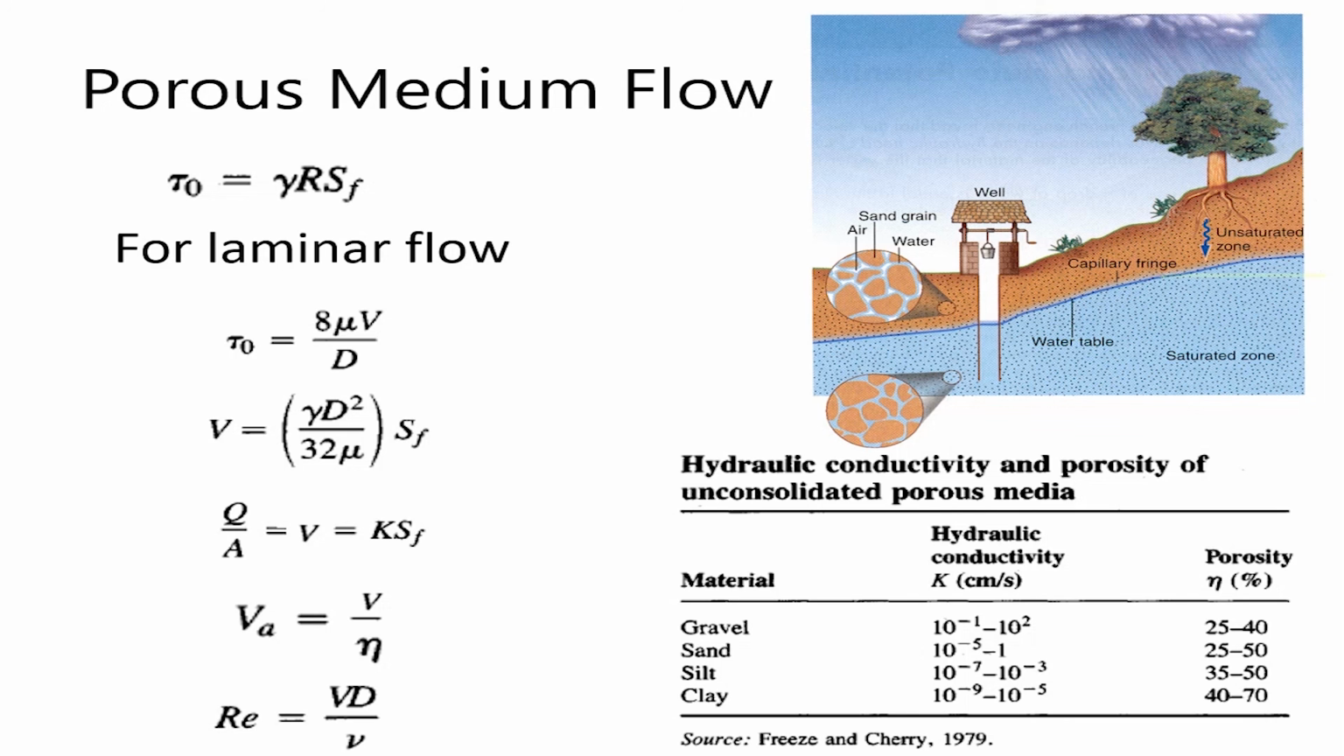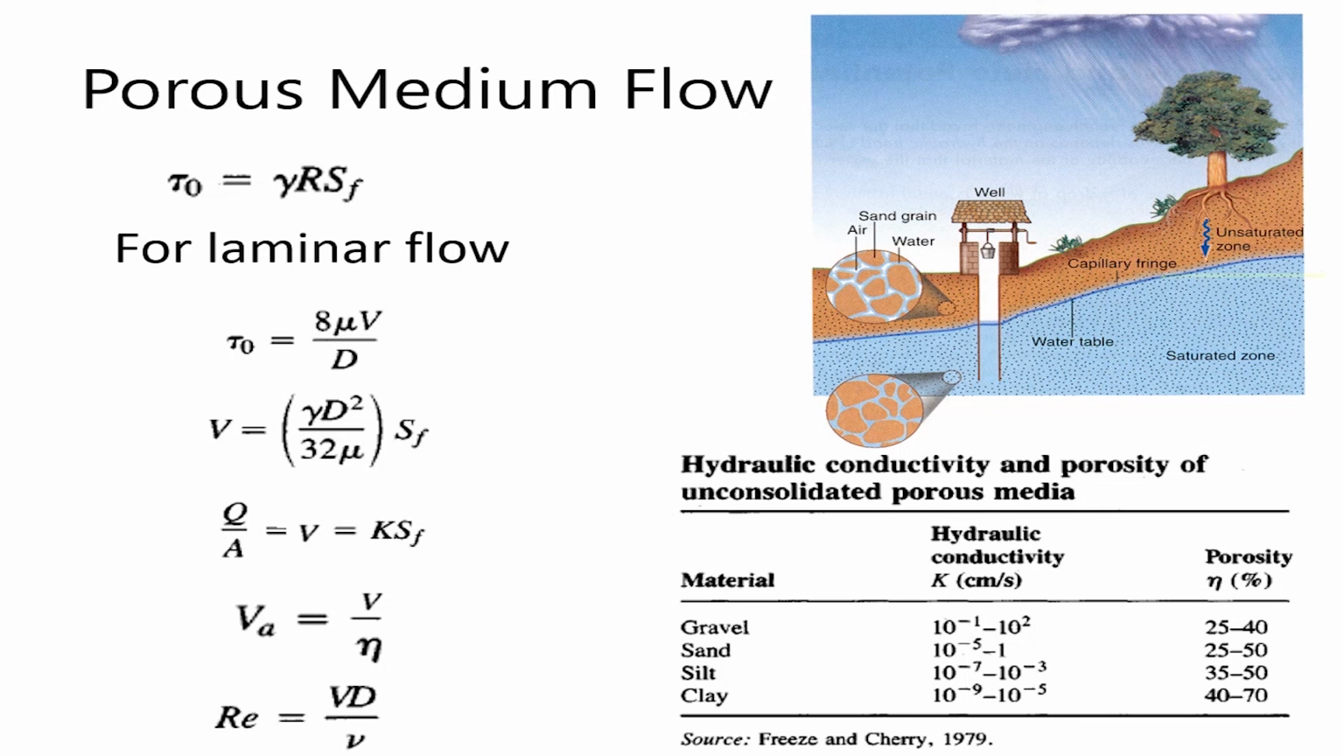Then Darcy, a very famous physicist, gave an equation for flow through porous medium. That equation is V equals K into SF, where SF is the hydraulic gradient, or we can also call it the frictional slope. Capital K is nothing but the hydraulic conductivity, which is also called permeability. So the velocity of flow through porous medium is given as K into SF.